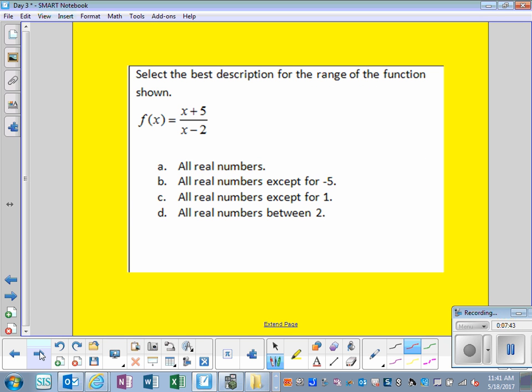Perfect. Let's look at some of the transformations. Select the best description for the range of the function shown. Okay, two ways to do this. We are talking about range, so it's all about y values. First, I could just graph it and figure out my horizontal. Which one is important for me for the range? Horizontal asymptote or vertical asymptote?